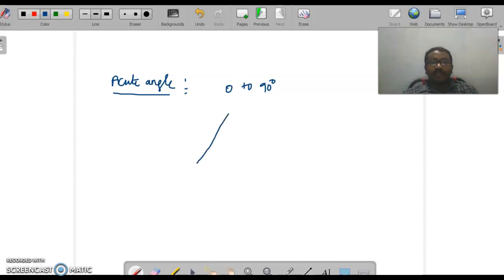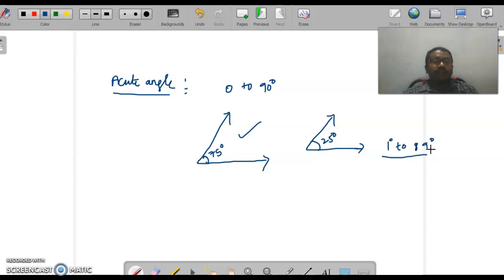For example, if I draw one angle like this and measure it as 75 degrees, it is an acute angle. If it is 25 degrees, this is also an acute angle. Like that, we can make many acute angles, but the only condition is that it lies between 0 to 90 degrees. Such angles are acute angles. We can take angles from 1 degree to 89 degrees. These are acute angles.